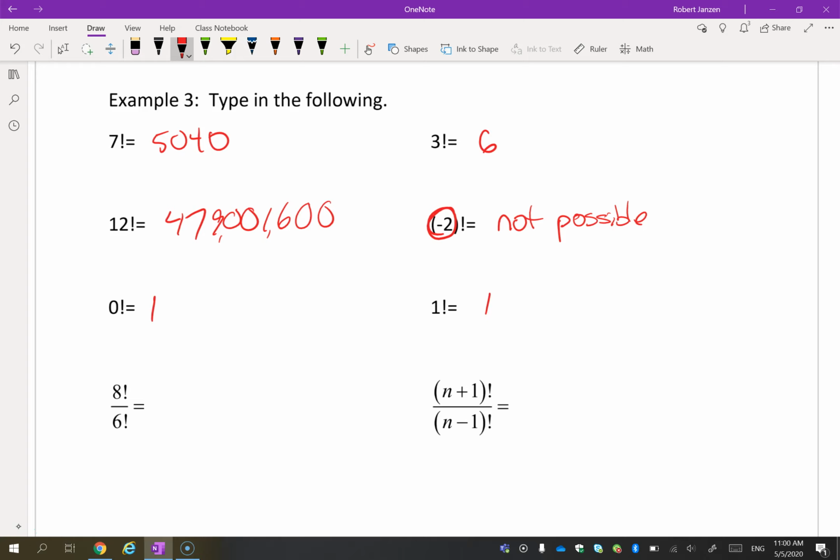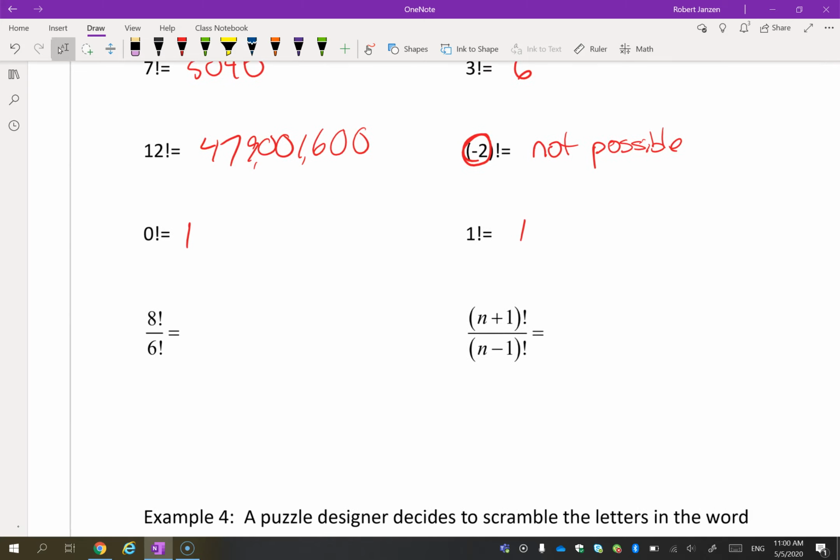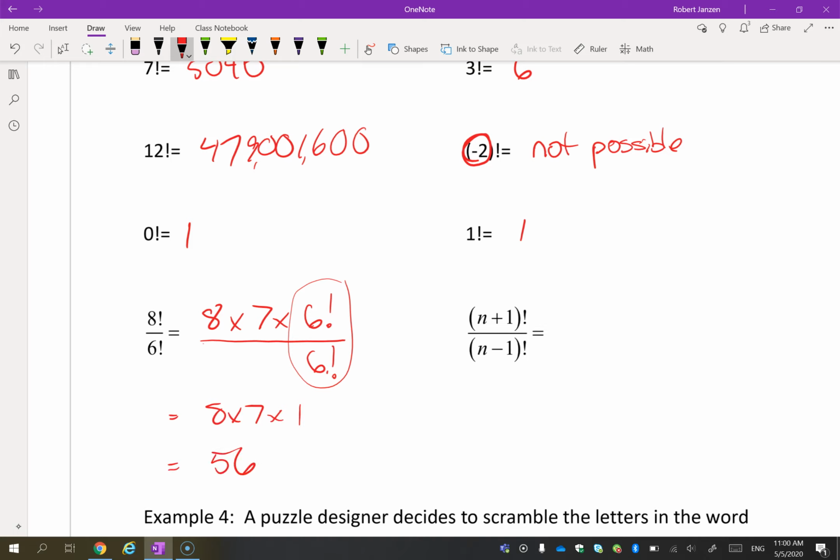1 factorial is 1. Okay, now I want to show you a little trick for getting away without a calculator, because you don't need a calculator for this. Here's why. If you went 8 times 7 times 6, it would become a very big number. But if we do this instead, and write 8 times 7 times, and instead of writing 6 times 5 times 4 times 3 times 2 times 1, I'm just going to write 6 factorial. And then I'm going to write 6 factorial on the bottom. Now what is 6 factorial divided by 6 factorial? It's 1. And what's this going to equal then? 56.